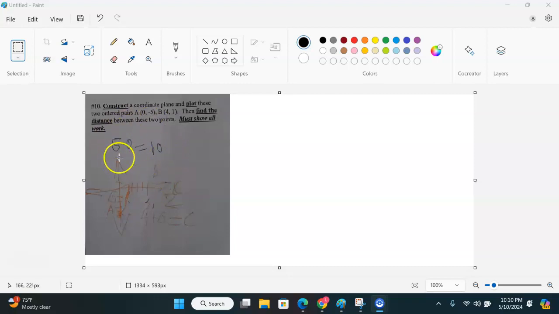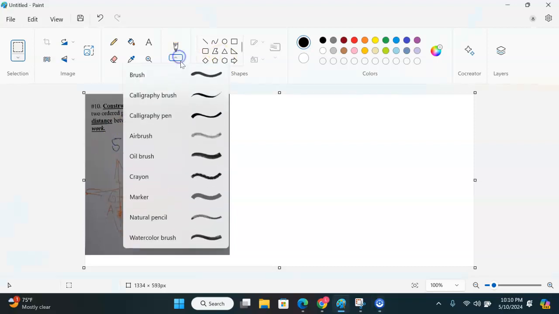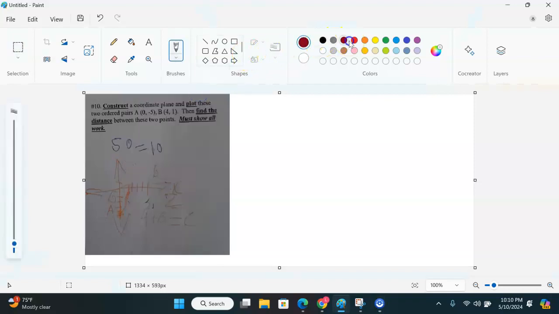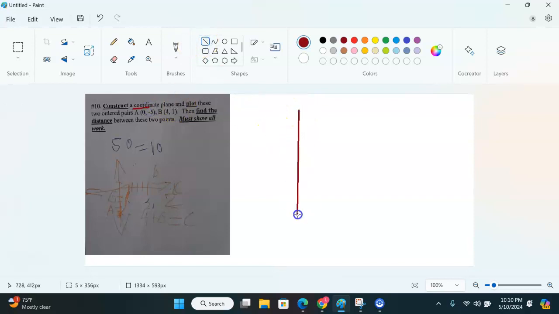50 equal to 10. Okay, so this is why it's so important. When you write things down, you have to make sure you know what you're writing. Like 50 equal 10, where are these numbers coming from? Okay, so let's go back to the instruction and do one step at a time. It says construct a coordinate plane. Okay, so a coordinate plane means you have to draw an x and a y axis.